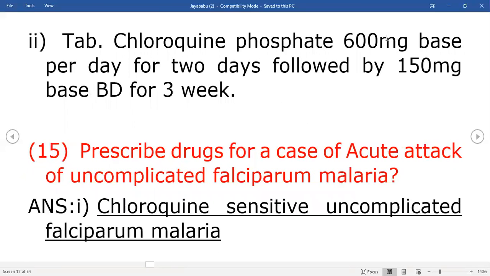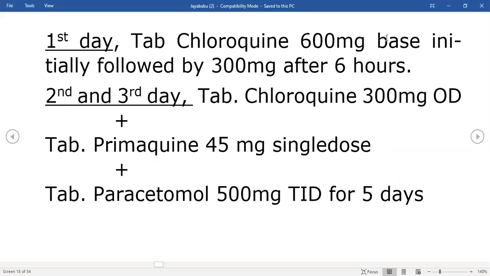So the question was, prescribe drugs for a case of acute attack of uncomplicated falciparum malaria. If the patient is suffering with chloroquine sensitive uncomplicated falciparum malaria, he or she should be put on initially 600 mg chloroquine, then after 6 hours 300 mg, on the second day 300 mg, on the third day 300 mg OD, plus primaquine 45 mg single dose.